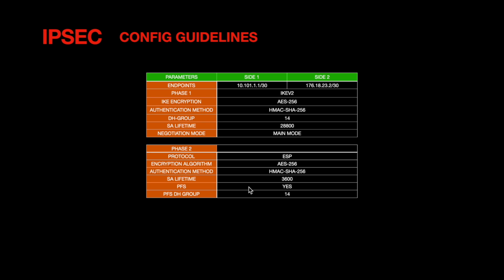I hope that you understood why the parameters have to match on both sides, because if one of the parameters does not match, then the key generation process will not be successful, and the IPsec connection will just not go up. So it's very important that both sides have the same parameters.